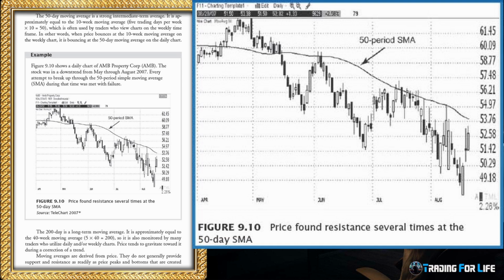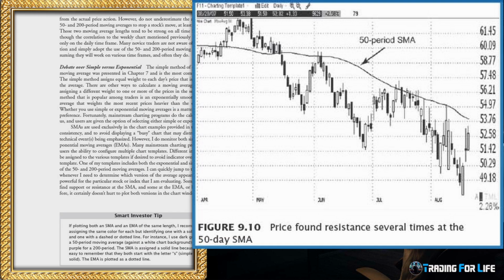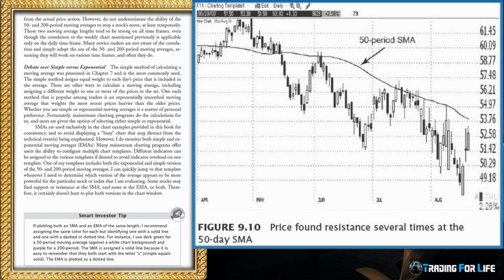Moving averages are derived from price. They do not generally provide support and resistance as readily as price peaks and bottoms that are created from the actual price action. However, do not underestimate the ability of the 50 and 200 period moving averages to stop a stock's move, at least temporarily. Those two moving average lengths tend to be strong on all time frames, even though the correlation to the weekly chart mentioned previously is applicable only on the daily time frame. Many novice traders are not aware of the correlation and simply adopt the use of the 50 and 200 period moving averages, assuming they will work on various time frames, and often they do.